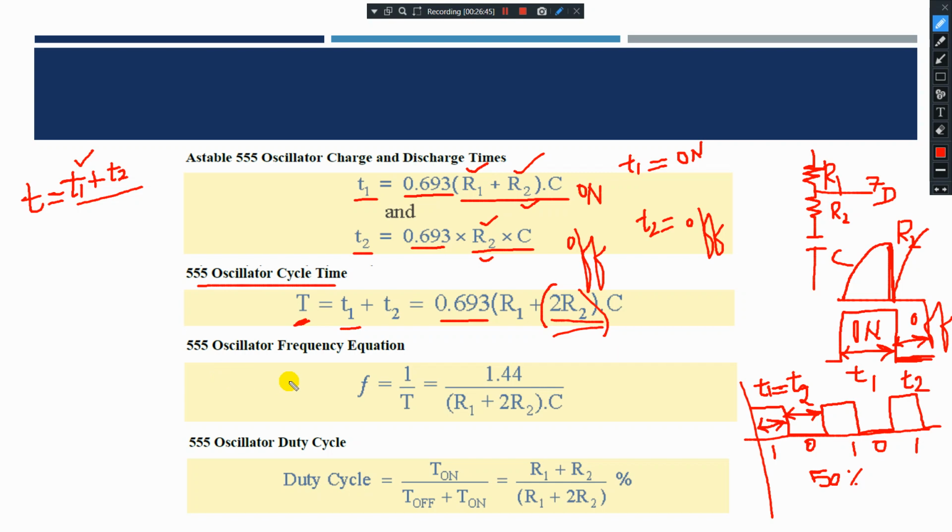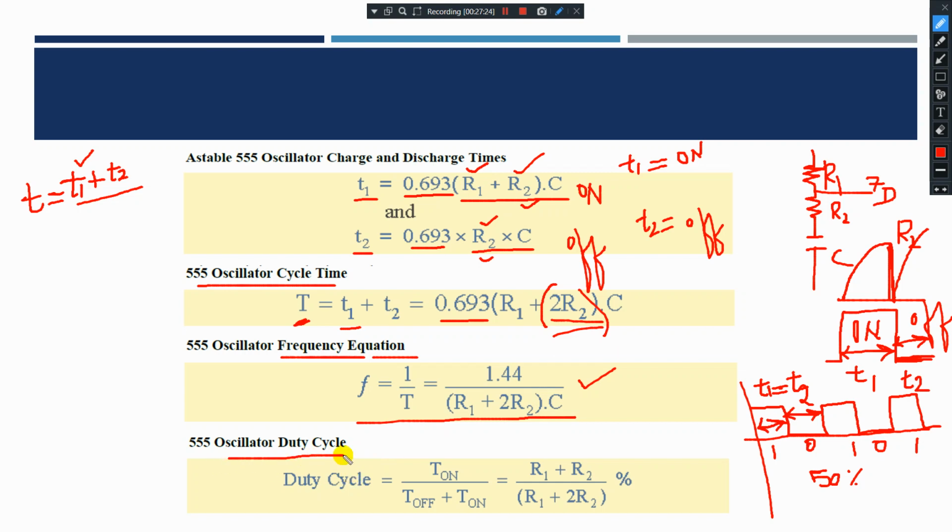Okay. Next, coming to find out the frequency. We all know frequency is equal to 1 by T. So that is equal to 1.44, it's a standard formula, 1.44 divided by R1 plus 2 times of R2 into C. This gives you the frequency. What is the formula? 1.44 divided by R1 plus 2 times of R2 into C. So this gives you the frequency equation.